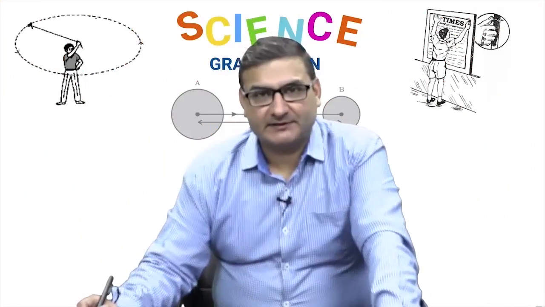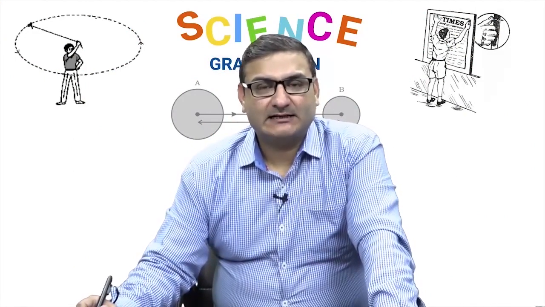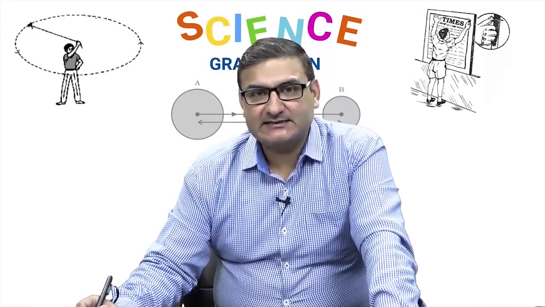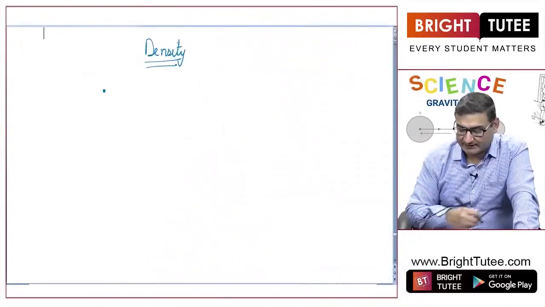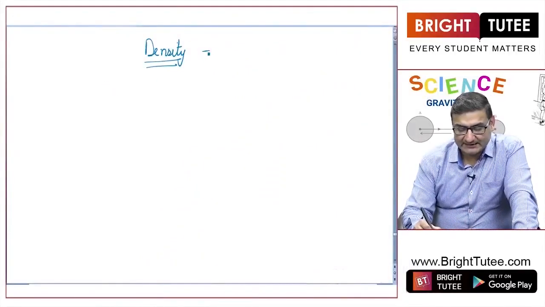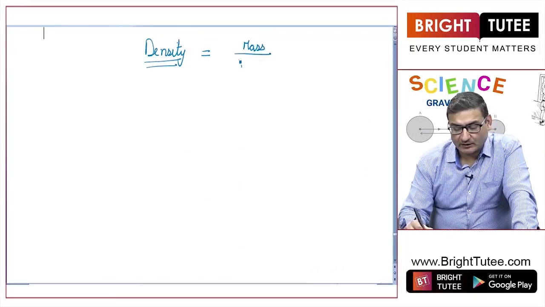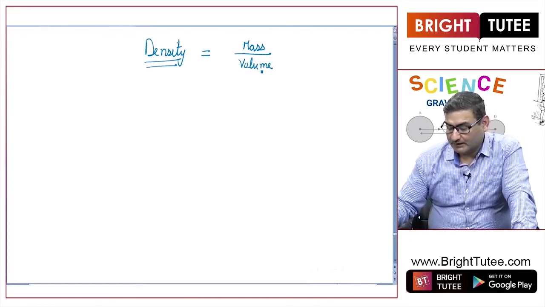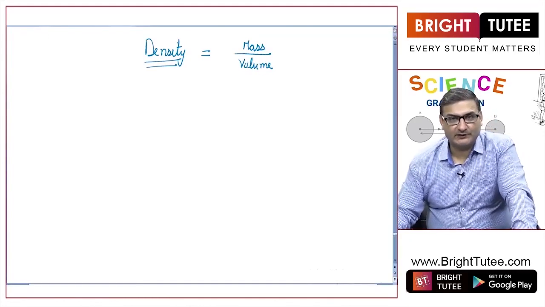Let us talk about density. Now, what is exactly meant by density? Density, as we must have read and understood, is basically defined as the mass of a substance per unit volume. Now, what do we mean by saying mass per unit volume?